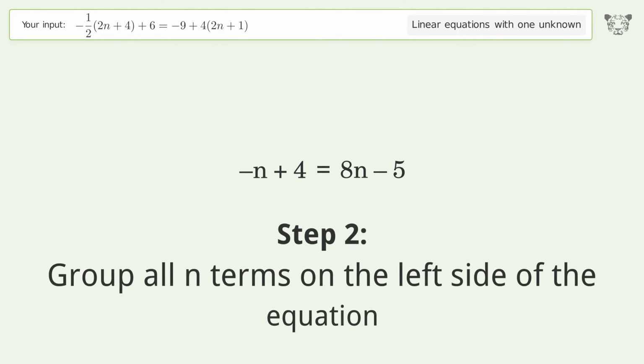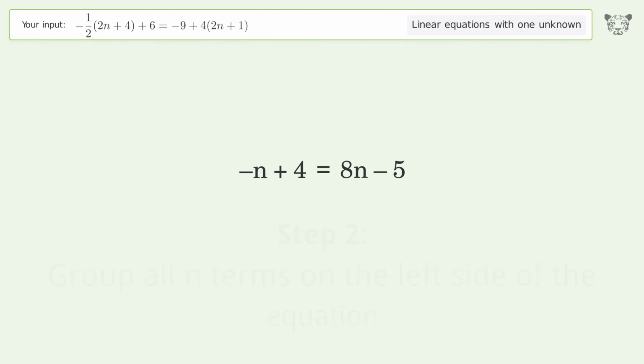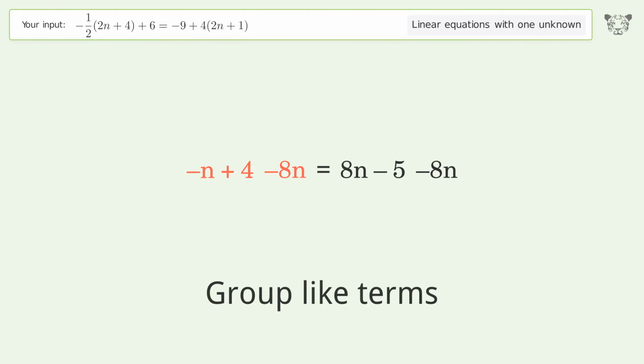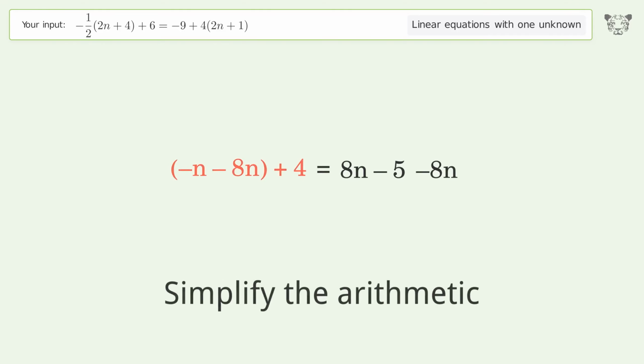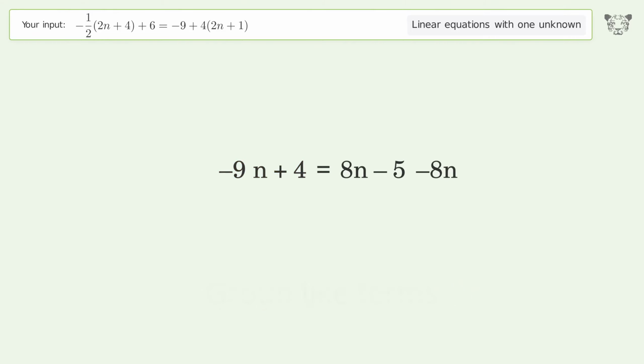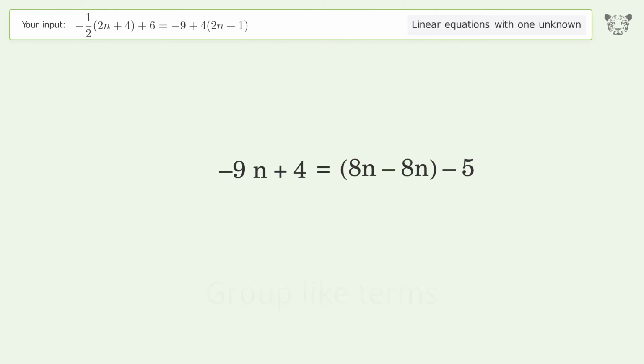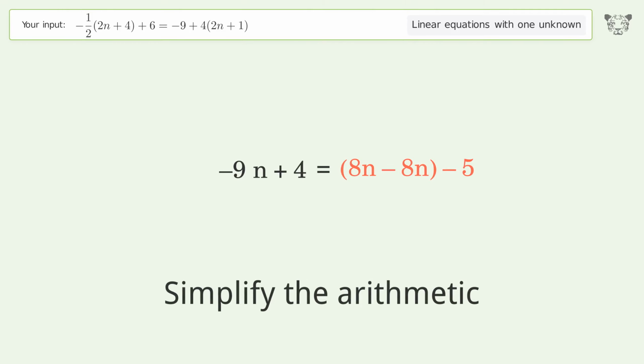Group all n terms on the left side of the equation. Subtract 8/10 from both sides. Group like terms. Simplify the arithmetic. Group like terms. Simplify the arithmetic.